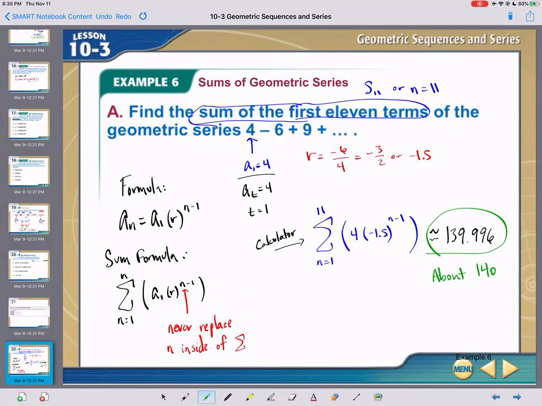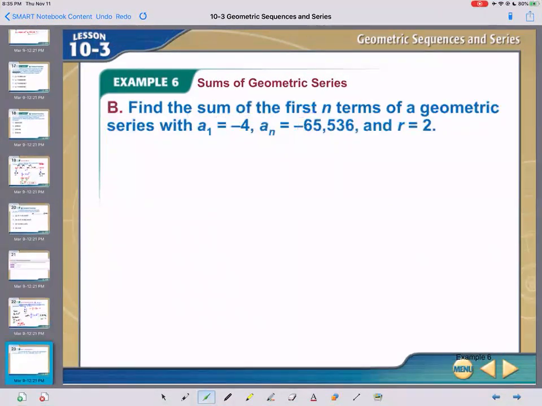All right, let's try part B. It says find the sum of the first n terms. So this time I don't know how many terms there are. So this would just be Sn. So n is our unknown of a geometric series with A1.